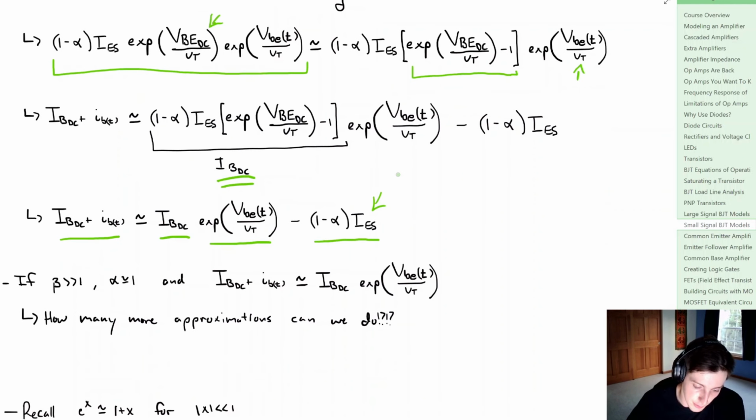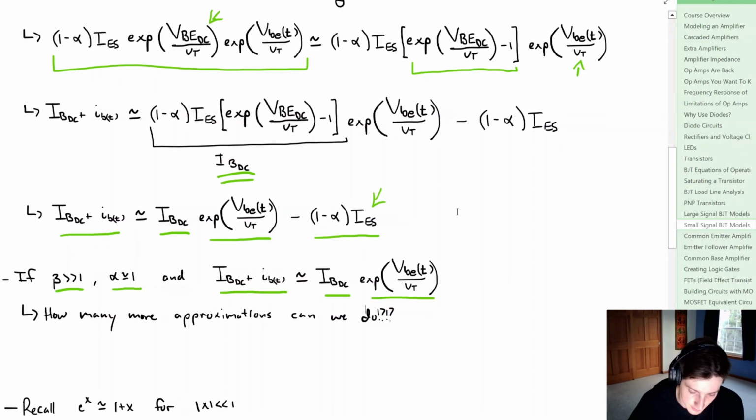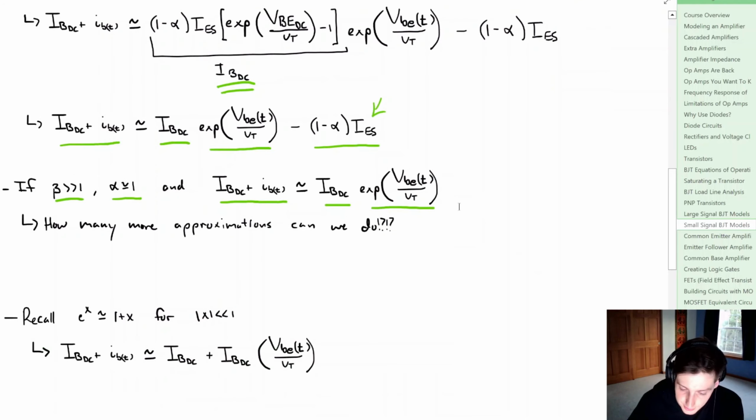Now, if beta is much, much greater than 1, alpha is approximately 1, and we keep going with the approximations. Why stop now? So this leads to the total base current being approximately equal to the DC base current, and then we have this exponential here. Now you may ask, how many more approximations can we do? Well, we're really going to push the limits with this one. So now we're going to make the approximation that e to the x is approximately equal to 1 plus x, and that allows us to say that the total base current is approximately equal to the DC base current plus the DC base current times the AC part of VBE divided by the thermal voltage VT.